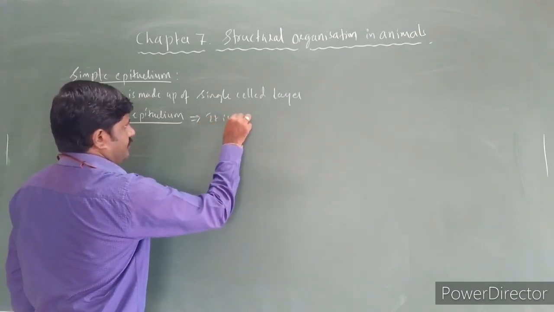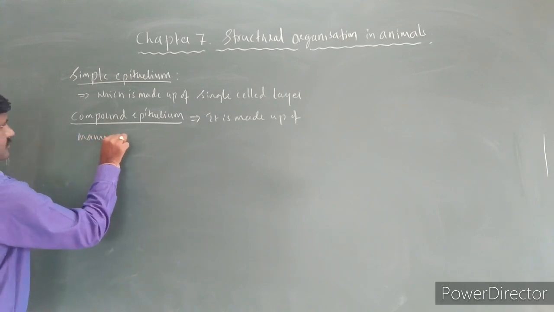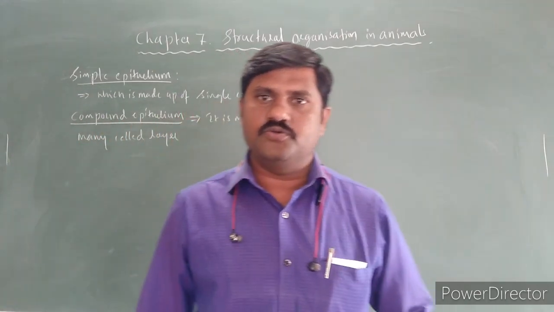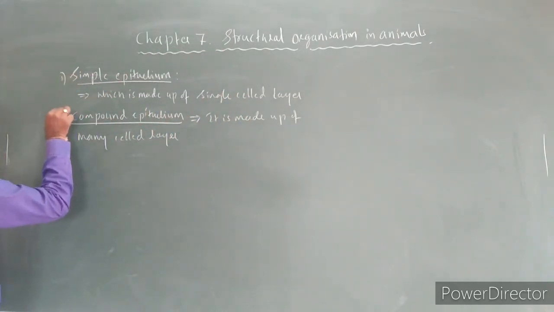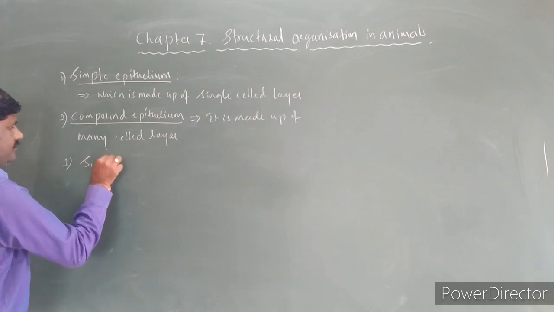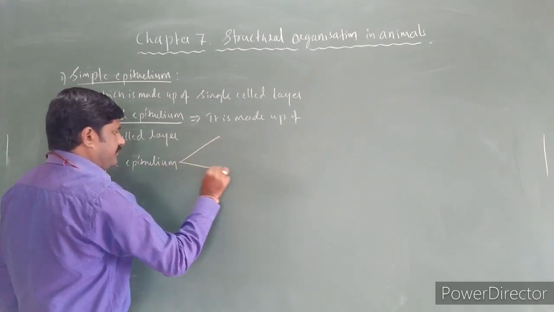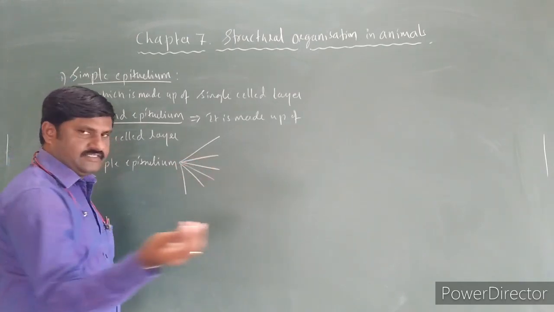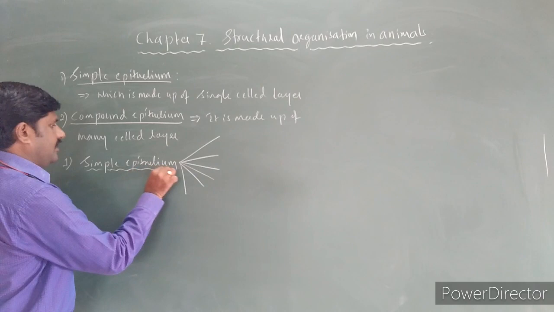It is made up of many celled layers. So based on this, they have been classified into two types. One is simple epithelium, second one is compound epithelium. These are the two major types. First of all, the simple epithelium is classified into different types. There are many types that we come across. I have already done the classification into 6 types, and on what basis is this simple epithelium classified?